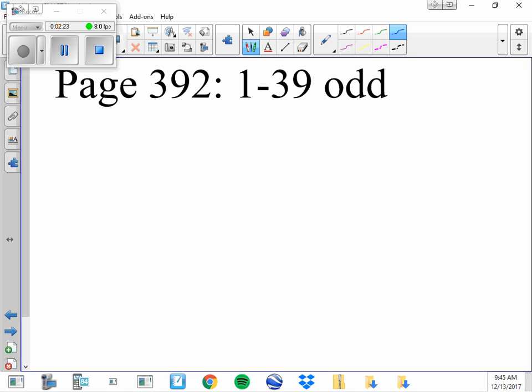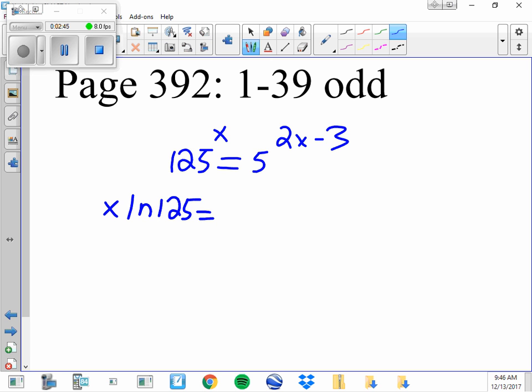Let's do 125 to the x equals 5 to the 2x minus 3. I'm going to do this two different ways. We'll do it the normal way, and then I'm going to cheat a little bit to make it easier. What should I do? Take the ln of both sides, and I get x ln of 125 is equal to 2x minus 3 ln of 5. And make sure you put that in parentheses or you'll get it wrong. Right? We're dropping that down as its own multiplication, so it needs to be parenthesized. Now what?